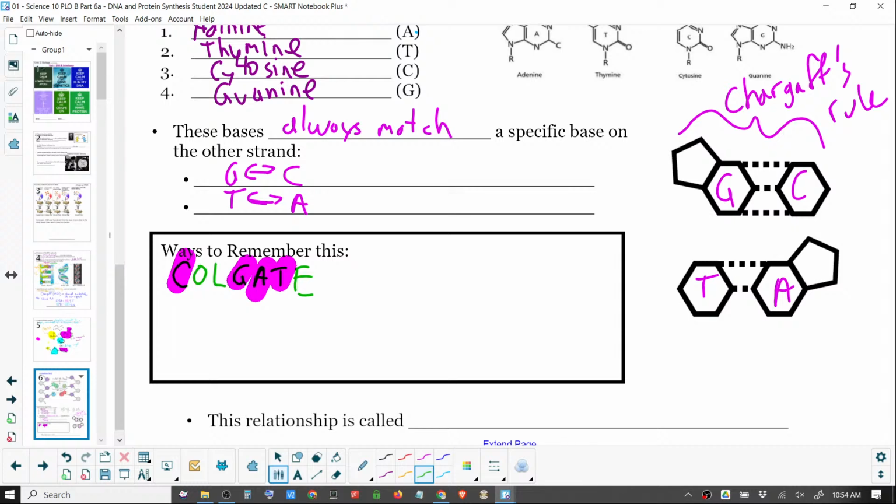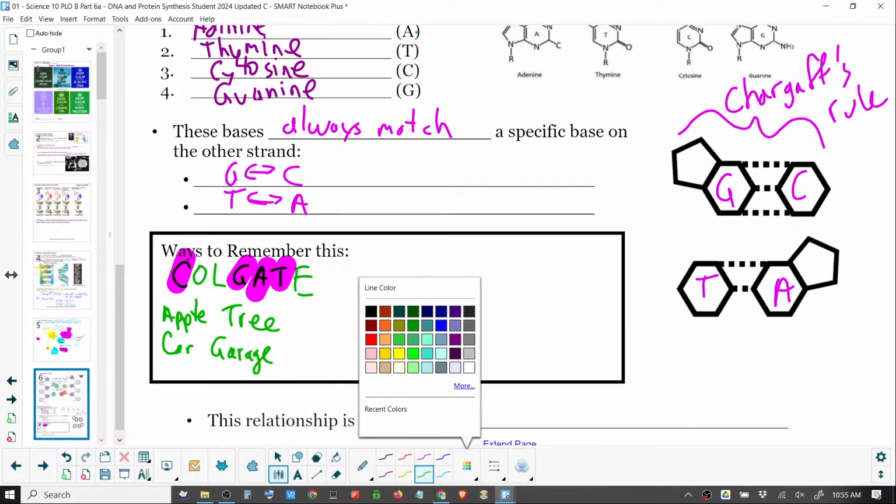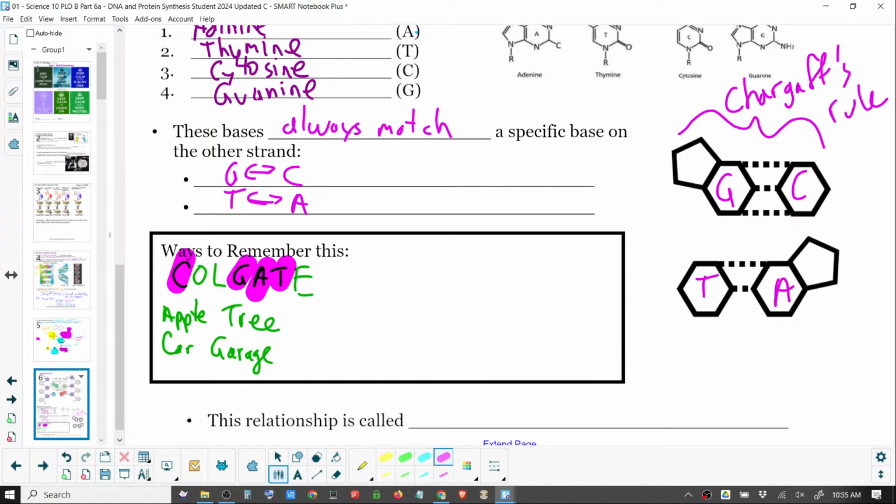The one another student liked is apple, tree, and car, garage.